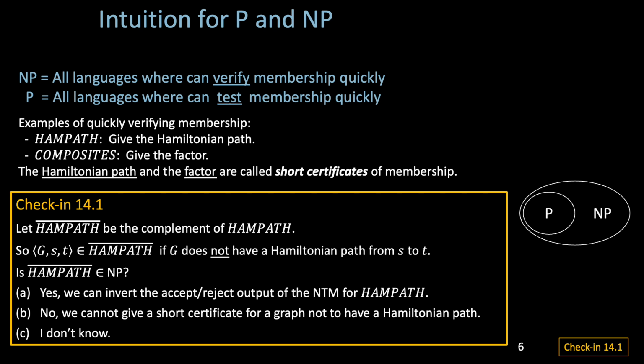So really, the best answer choice is C, I don't know, for the reason given by B, which is we don't know if there's a way to give a short certificate of a graph to not have a Hamiltonian path. HamPath is in NP, which we said earlier. Not HamPath is going to be in this language called co-NP. Co-NP meaning the complement of languages that are in NP.